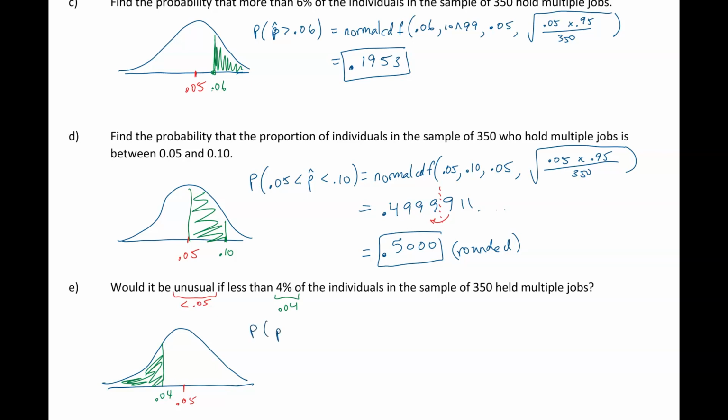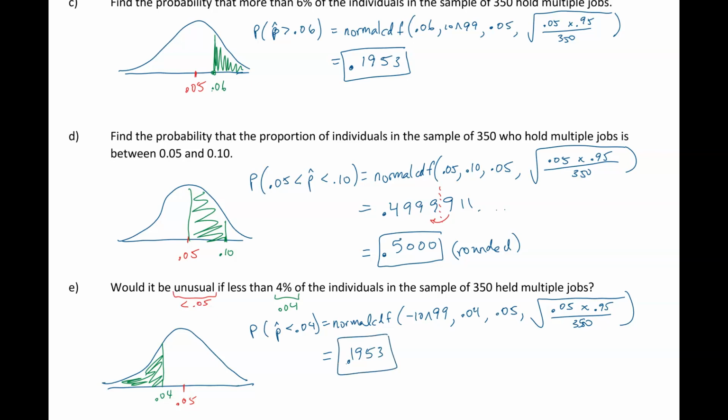So the probability that p hat is less than 0.04 would be normal CDF down to that huge negative number, negative 10 to the 99, up to 0.04, 0.05 in the middle. One last time for that big old square root for proportions. And then plugging it into the calculator. And yes, I could have saved myself a little work if I recognized that this was the mirror image of letter C. So those in fact turned out to be the same areas.